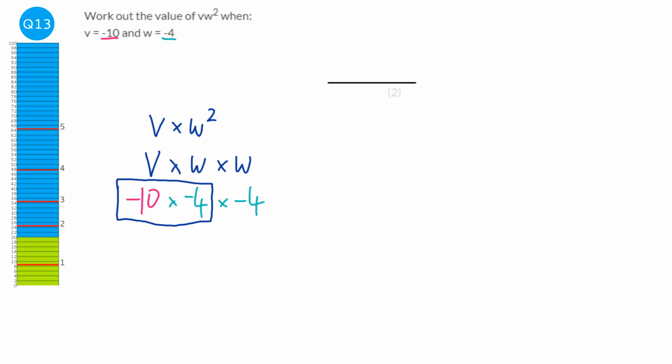So minus 10 times minus 4, that's a minus times a minus, which is a positive, 10 times 4, which is 40, times minus 4. Now we're going to do 40 times minus 4, so it's a positive times a negative, so that's going to be a negative. And 40 times 4, well, 4 times 4 is 16, so 40 times 4 is 160. So it's going to be minus 160.